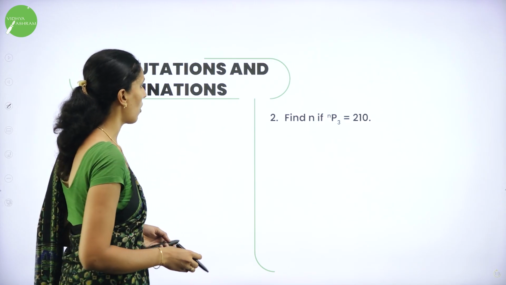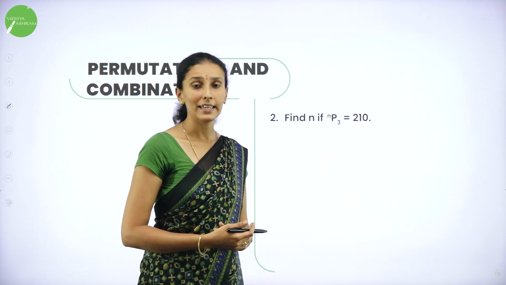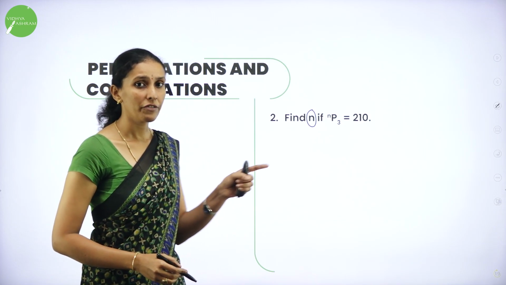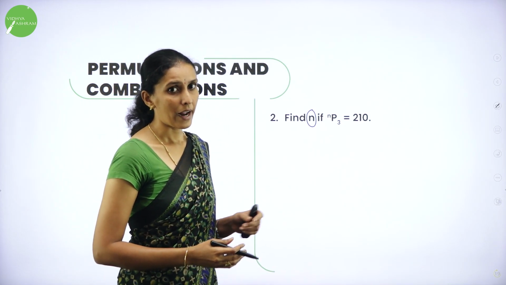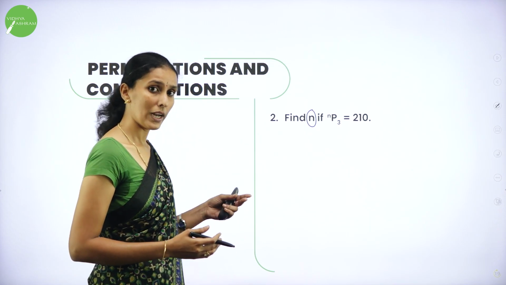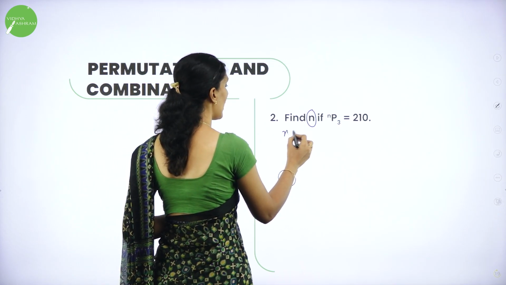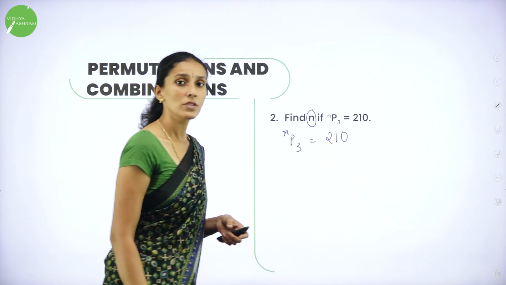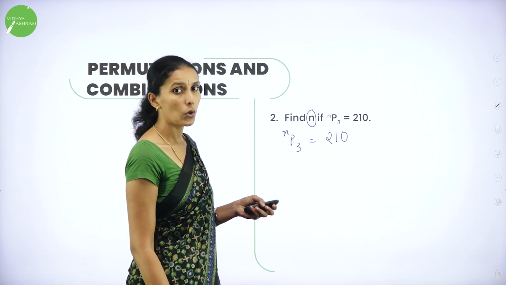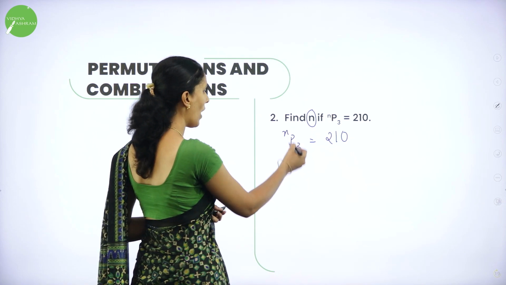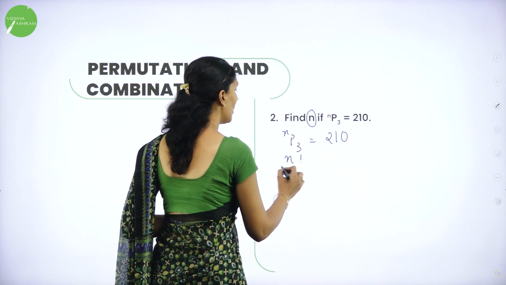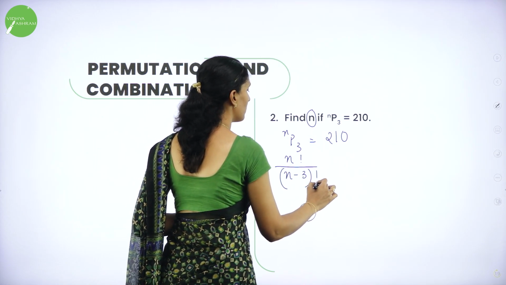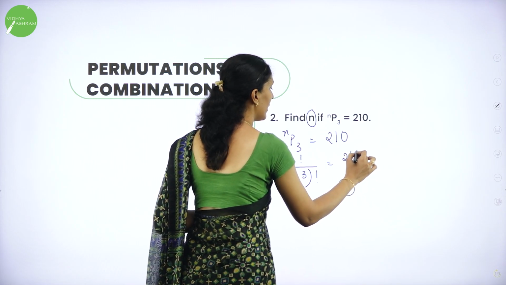Okay. So let me take the second problem: find N if NP3 is 210. Here I have to find the value of N. The value of NP3 is given, that is 210, and I don't know the value of N. So let me write it. We know NP3 is equal to 210. Use the formula of permutation, N factorial divided by (N minus R) factorial. So I can write this as N factorial divided by (N minus 3) factorial, that is 210.